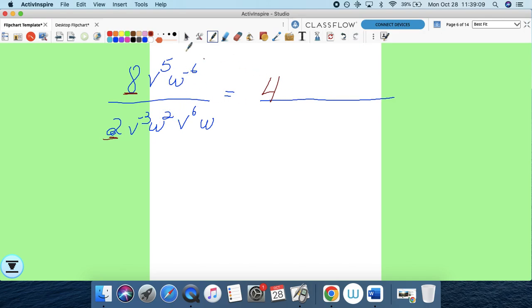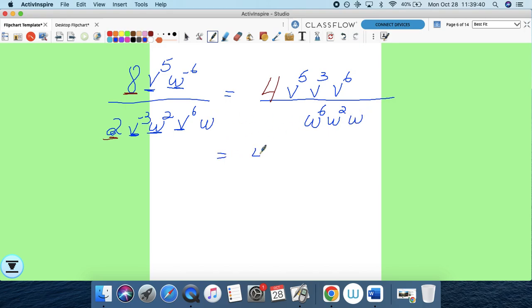So let's do some arrangement. Let's arrange this nicely. So v to the 5th stays where it is. W to the negative 6 is going to go down because it's a negative exponent. So now if you throw it to the denominator, it becomes positive. So these two are done. At the bottom, v to the negative 3, well, it's negative, so it goes up. W^2 stays down. V to the 6, this v to the 6 is going to go up. And this w stays down.